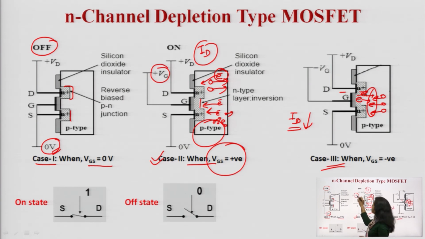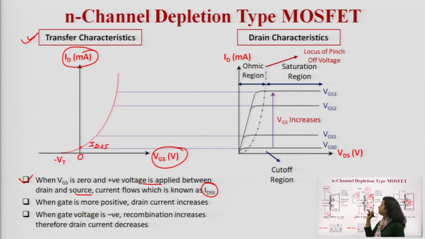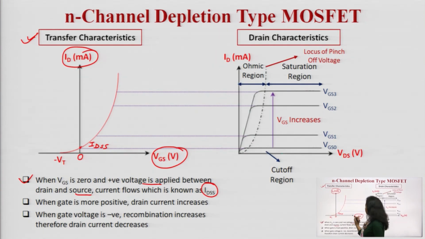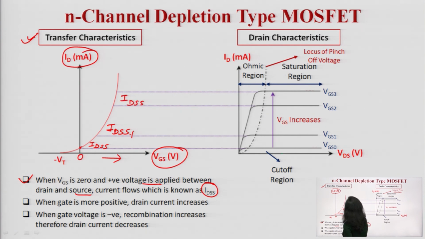So if you keep increasing VGS, the gate source voltage, then ID, the current, increases. This is the value IDSS1, this is IDSS2, IDSS3. This is the case when VGS is positive and you keep increasing.